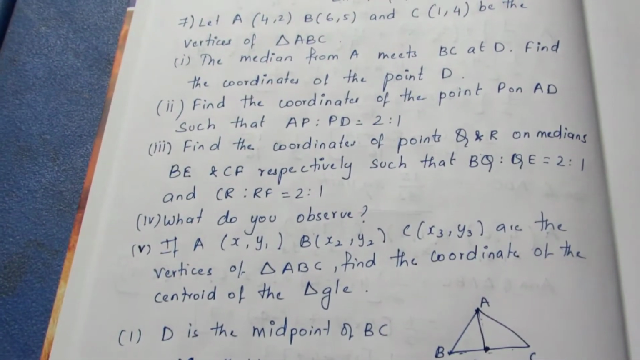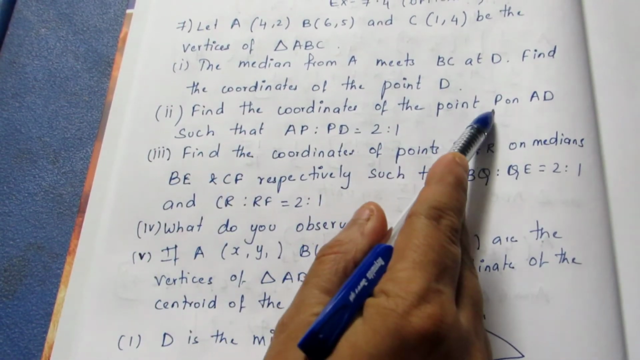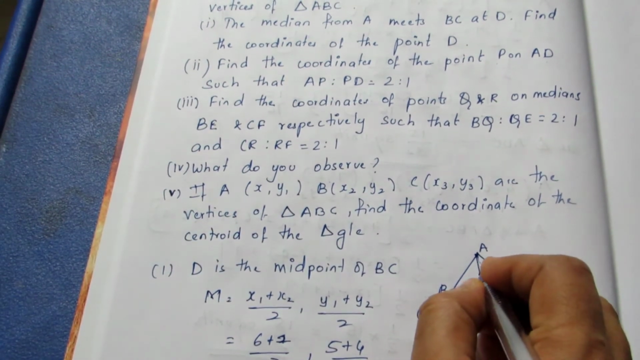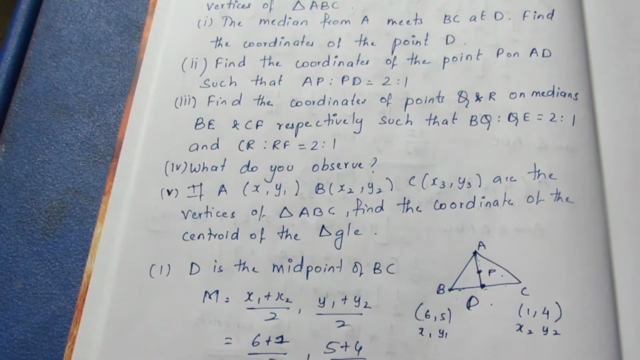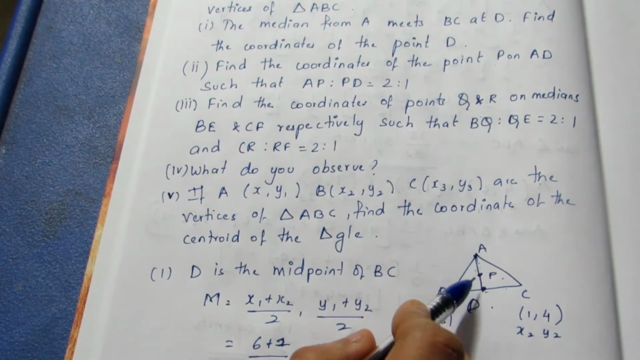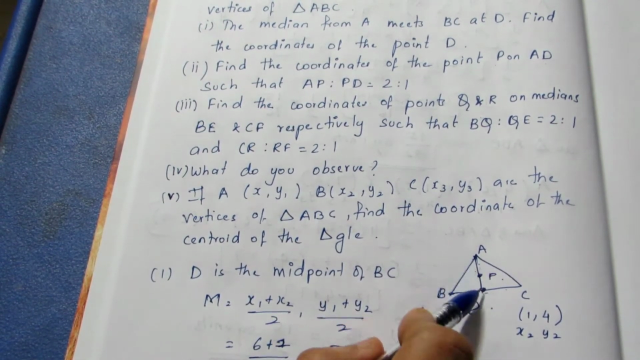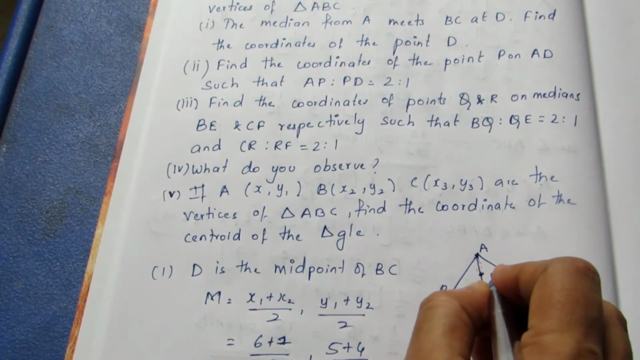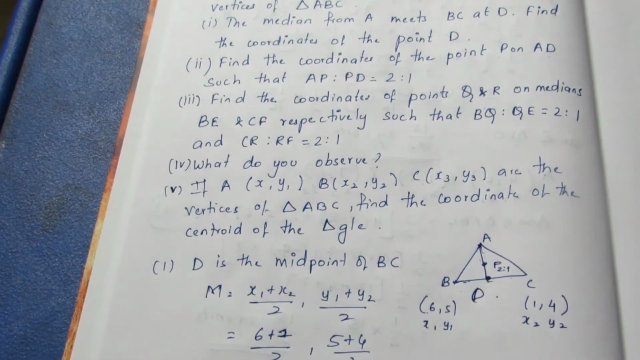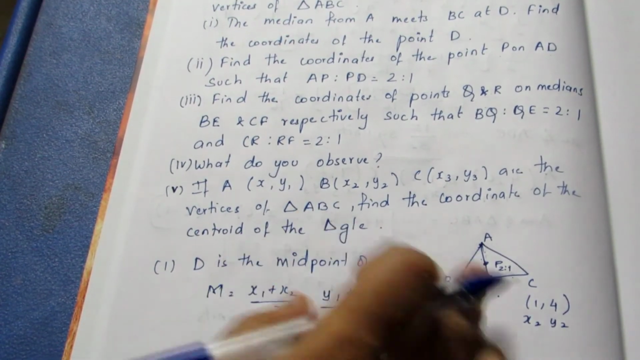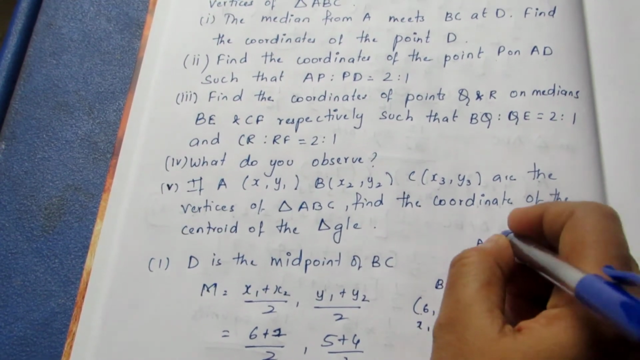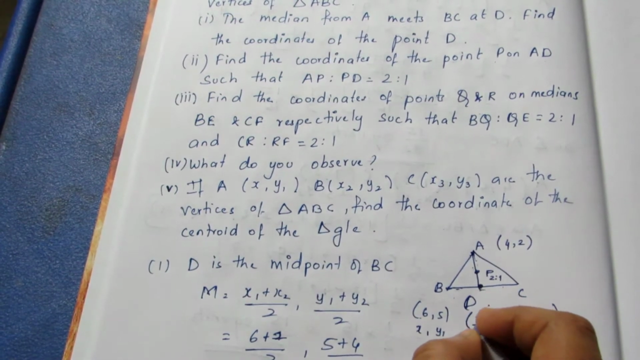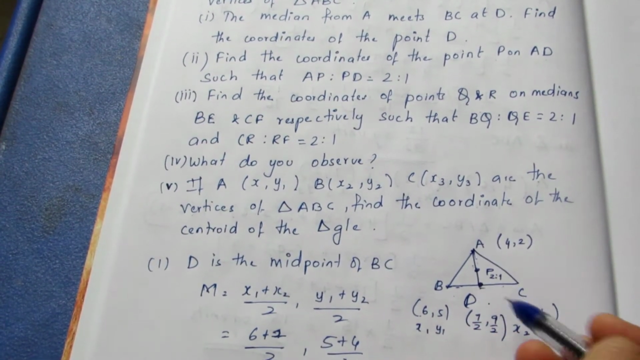The second subdivision: find the coordinates of a point P on AD such that AP is to PD equal to 2:1. So it divides the line AD. P divides the line AD in the ratio 2:1. So we want to find a point P which is on the line AD. Now we know A, the coordinates they have given, and D we have found to be (7/2, 9/2). We want to find P.